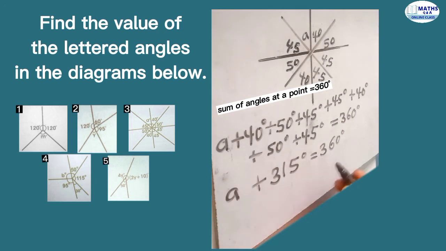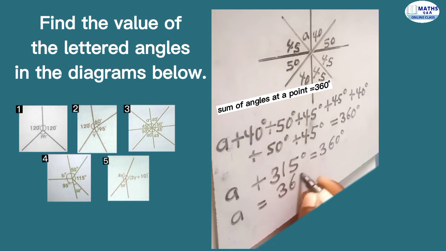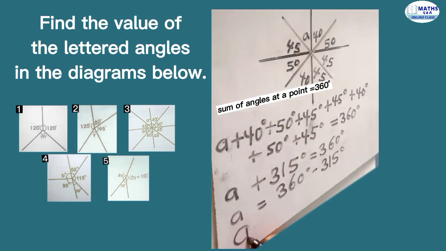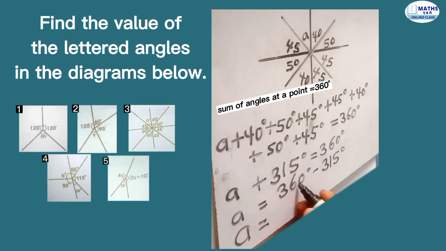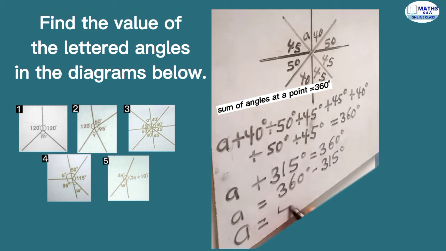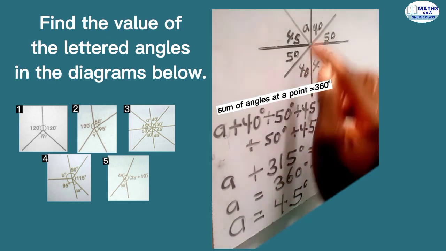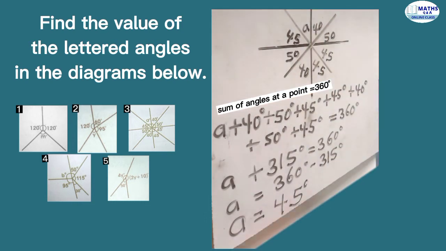Now we want A, so we group like terms. We have A equal to 360 degrees here already. Now we are sending this to the other side. It becomes negative 315 degrees. So now A is equal to what? 360 minus 315 is what? 45 degrees. So now we see that the value for A in this diagram is what? 45 degrees, using the sum of angles at a point to solve, right?